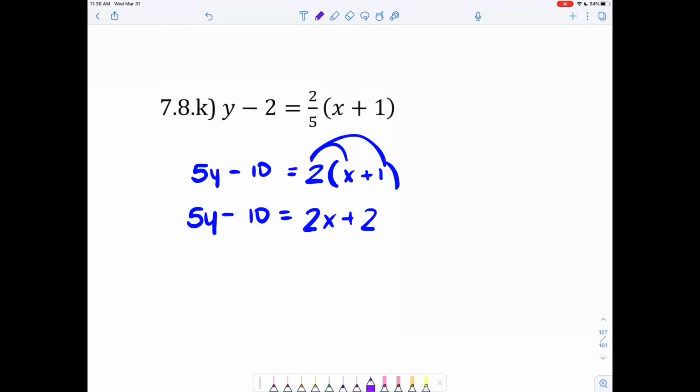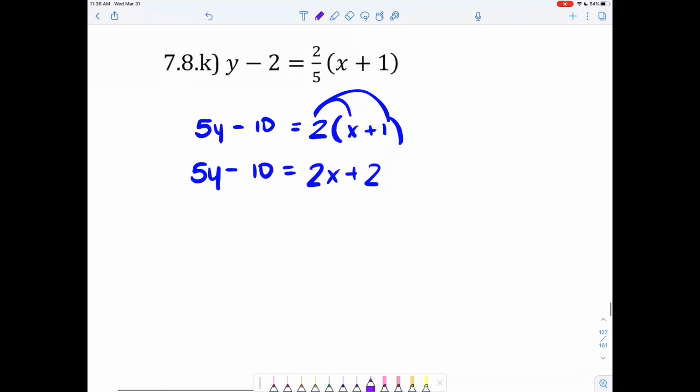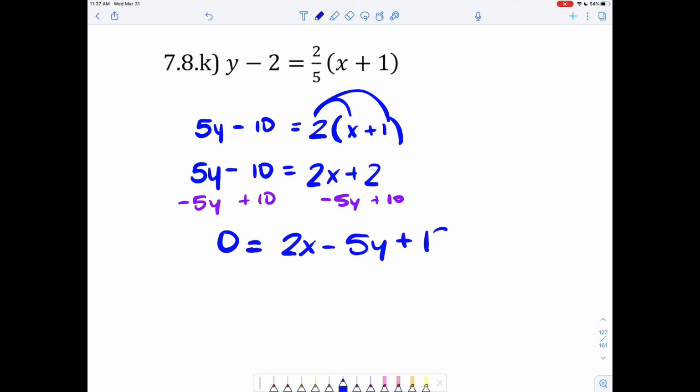And now I'm going to scoot things over. I want everything over to my right-hand side because my coefficient of that 2 is already positive. So I'm going to subtract the 5y, and I'm going to add 10. So I get 0 is equal to 2x minus 5y plus 12.